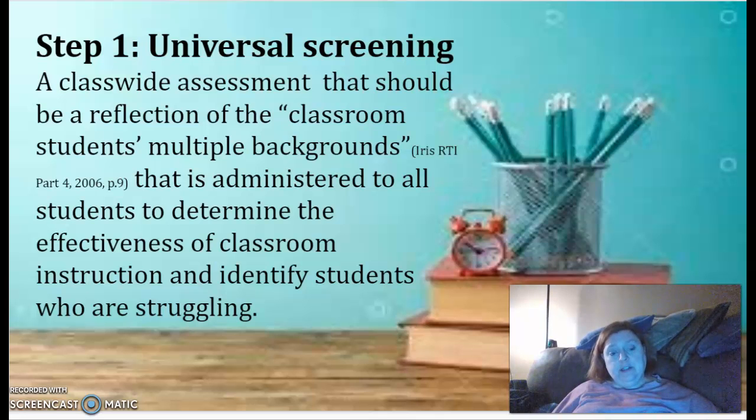As with the previous RTI model, the first step is the universal screening. Very similar. All students are provided with a class-wide assessment, and we are going to be looking at ensuring that we are, again, using an assessment that is a reflection of all students' backgrounds. And it's going to be administered to all students.